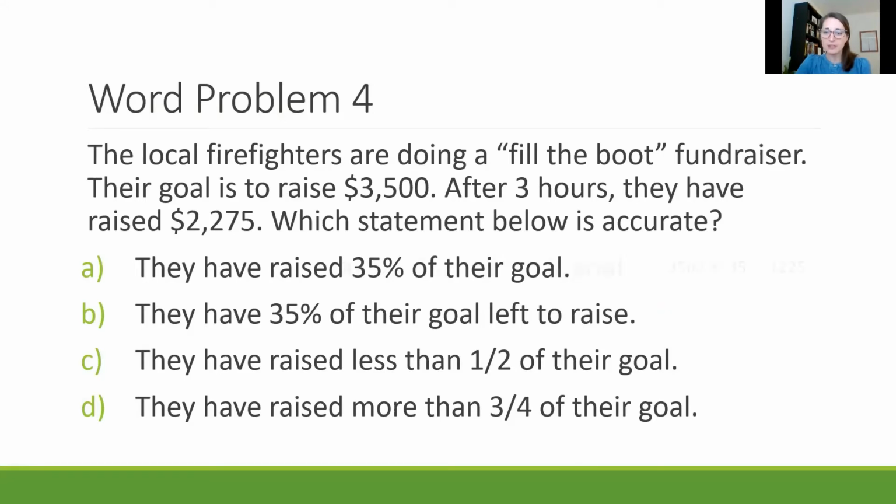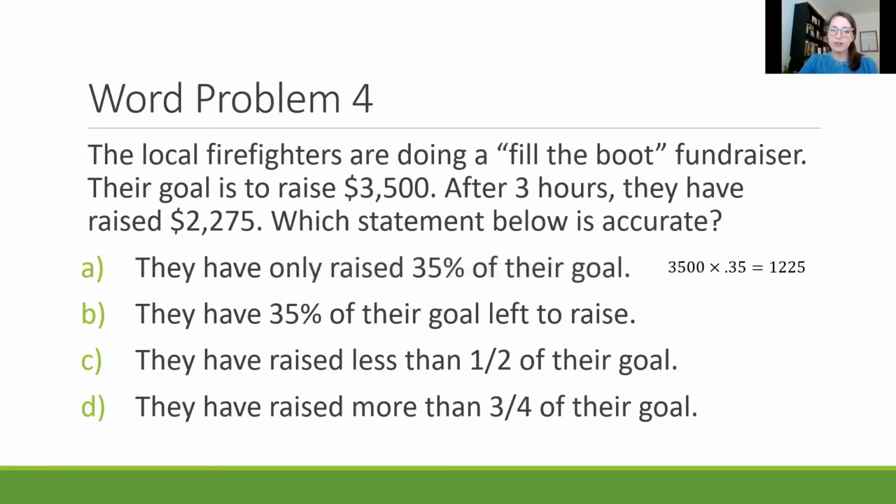So let's look at one at a time. If we want to figure out if they have raised only 35% of their goal, is that true or false? Well, to figure out how much 35% of the goal is, I would just multiply 3,500 times 0.35, which is $1,225. So let's put that in the sentence. They have only raised $1,225. Does that make sense? No, we know they've raised more than that. It's $2,275. So option A is not going to work.